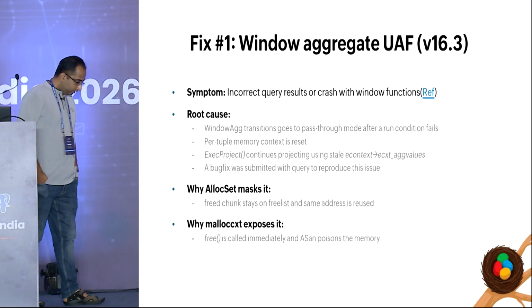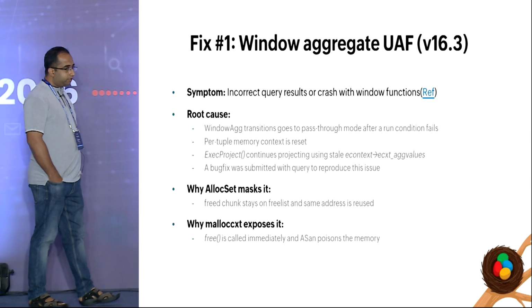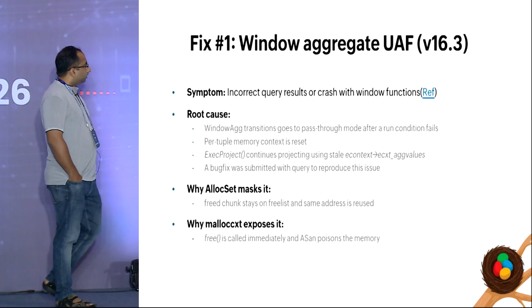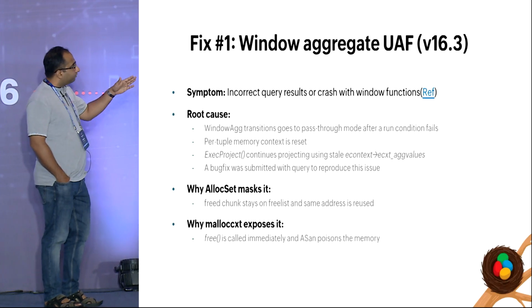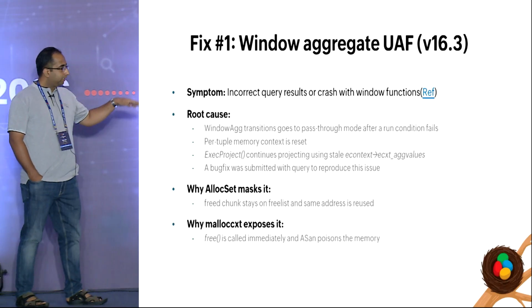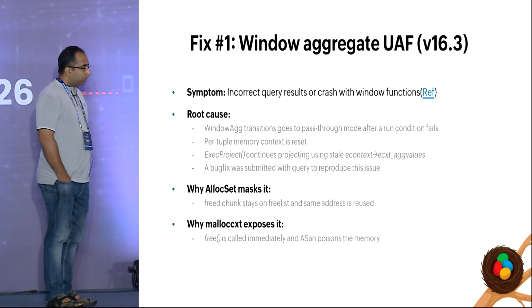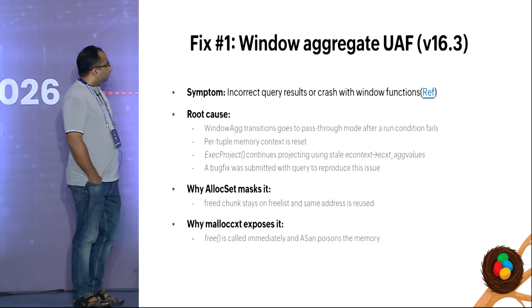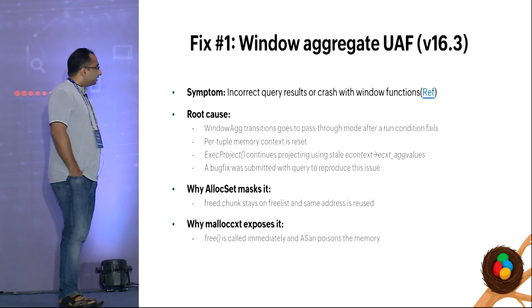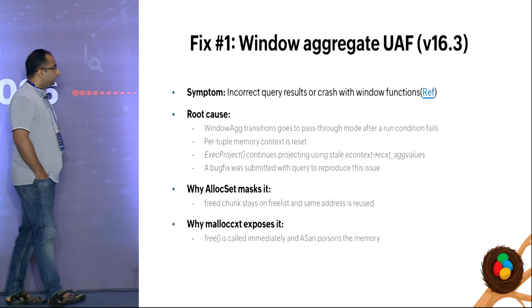So the first bug that we had was an issue in window aggregate. I have attached all the references to the PG hackers link in this slide, and we'll upload it into the talk section. So this issue was basically a use after free problem.